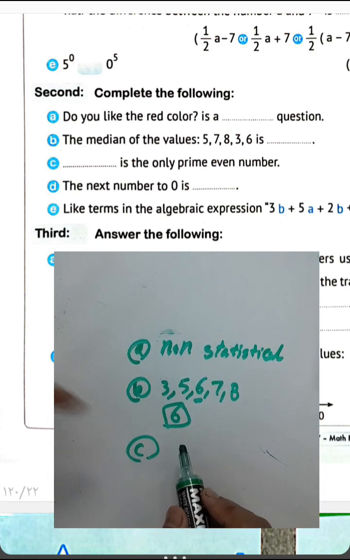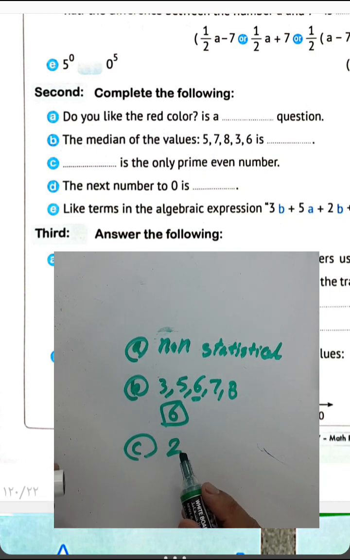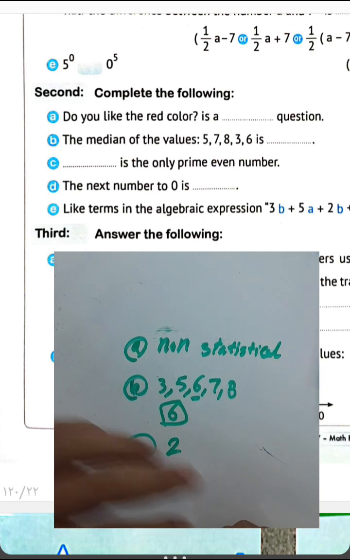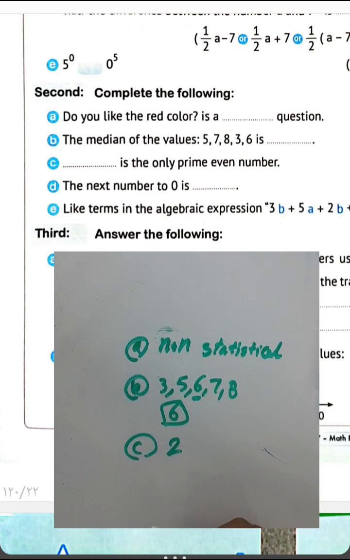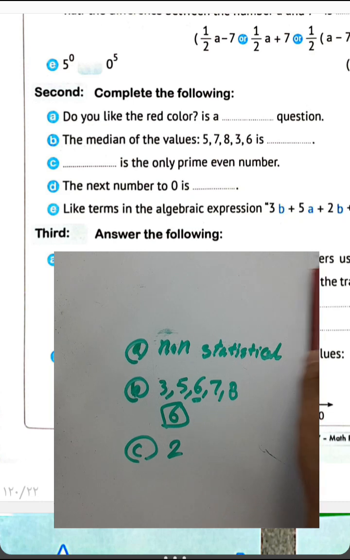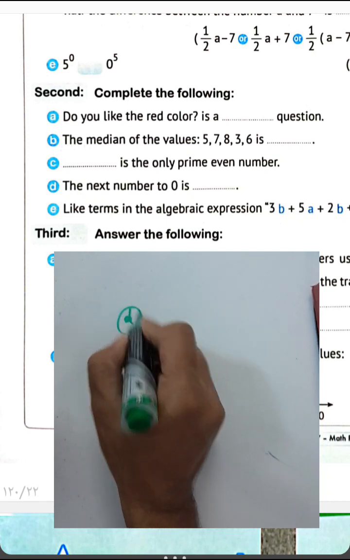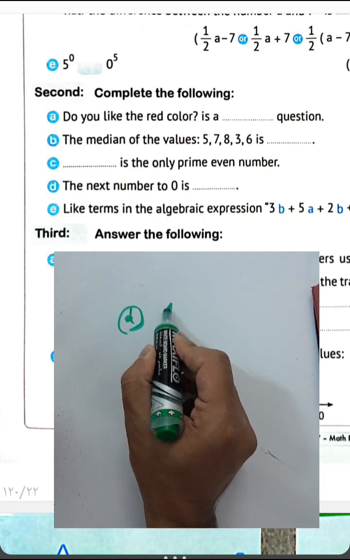Question letter C. What is the only prime even number? It will be 2. 2 is an even prime number, and it's the only one. All other prime numbers are odd, so 2 is the only even prime number, because 2 can be divided only by itself and 1. We know the prime numbers: 2, 3, 5, 7, 11, and so on. Question letter D. The next number after 0 will be 1.